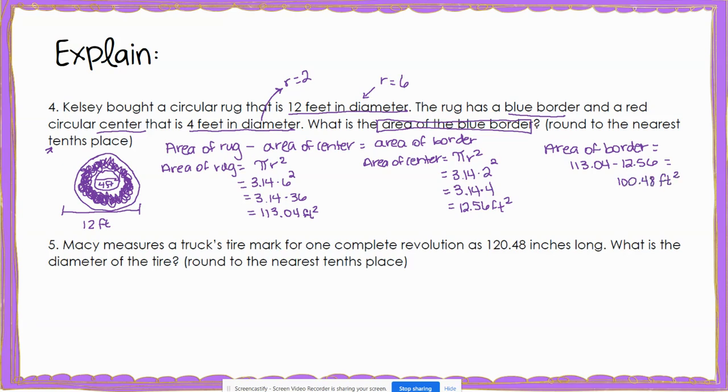Well, now that I do have my final answer, I want to make sure that I do remember to round this to the nearest tenths place, which I would not do unless I was specifically told in the problem, but this problem does tell me to do that, so I need to. So that means that I'm going to round this to approximately 100.5 feet squared.